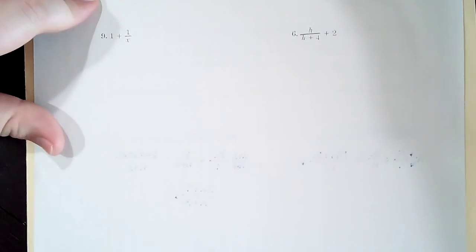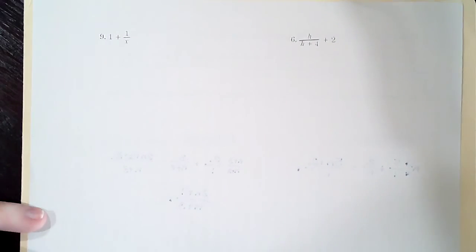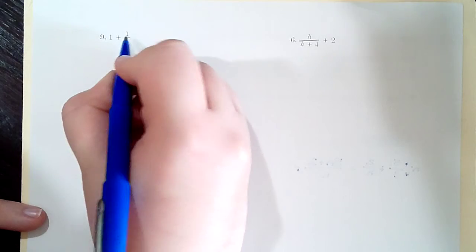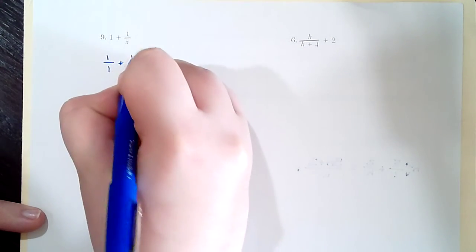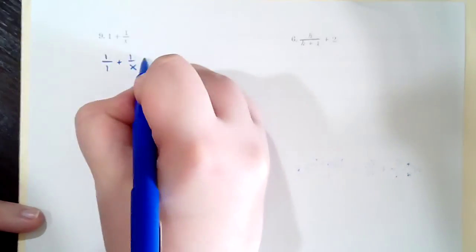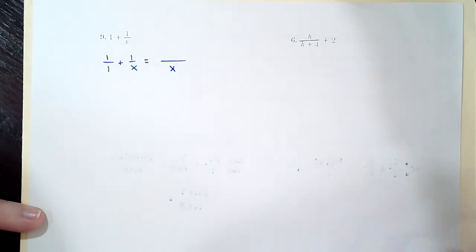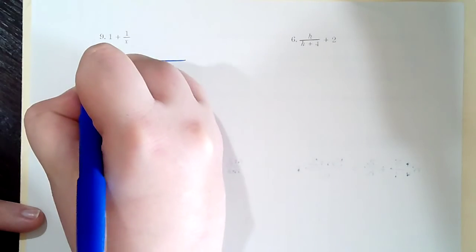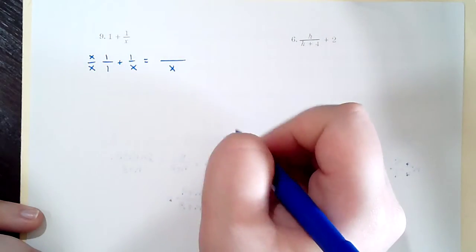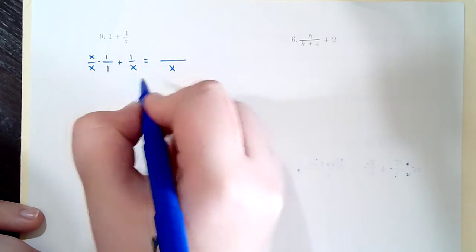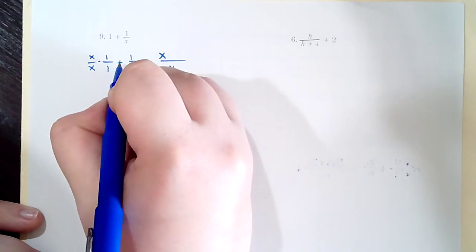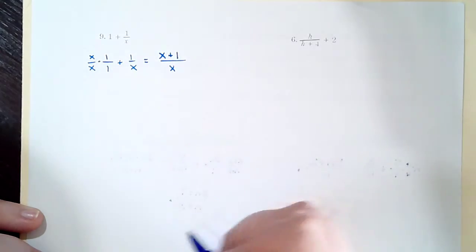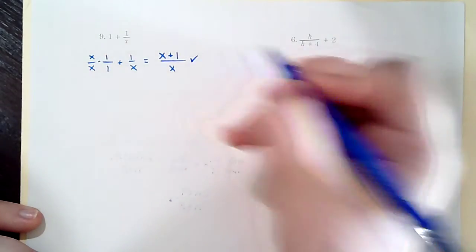All right. Hopefully you had a chance to pause the video, take a look at those. Let's jump in. 1 plus 1 over x. Same thing, write the first one as a fraction. Find the LCD. In this case, it is x. This one needs to be x over x, so that when I multiply and add, I get 1 times x, which is x, plus 1, all divided by x. Not too tricky.